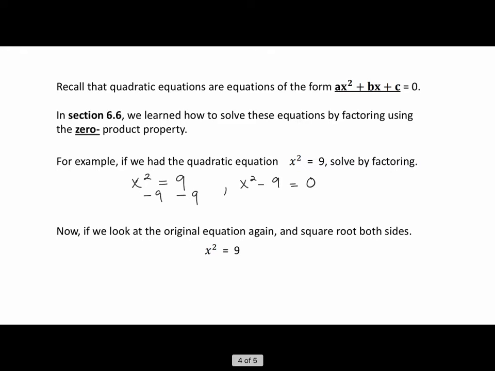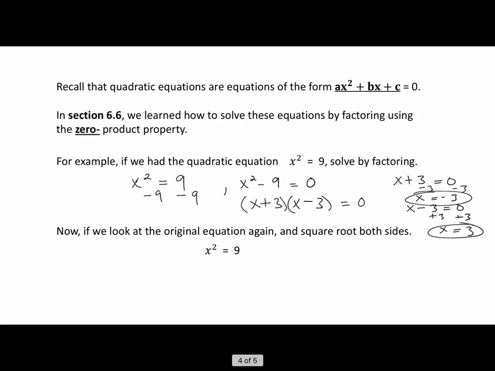And then we would factor the left side, which is a difference of two perfect squares, so it has the sum and difference factors of x and 3, because 9 is 3 squared. And then we would set those factors equal to 0 by the zero product property. So x plus 3 equals 0 and x minus 3 equals 0. So we would take the opposite of those number terms, and we find that x equals negative 3 and positive 3.